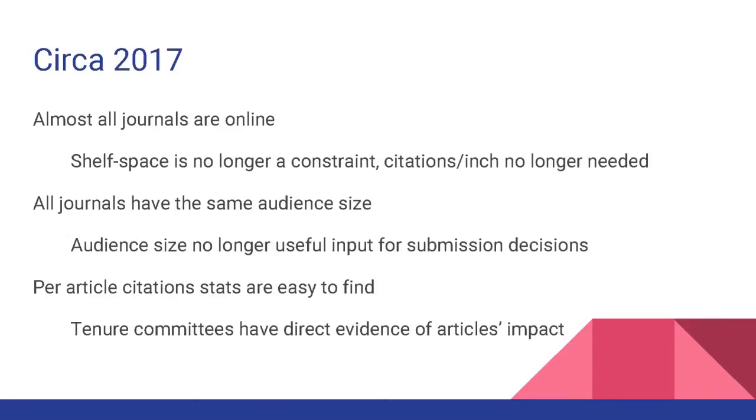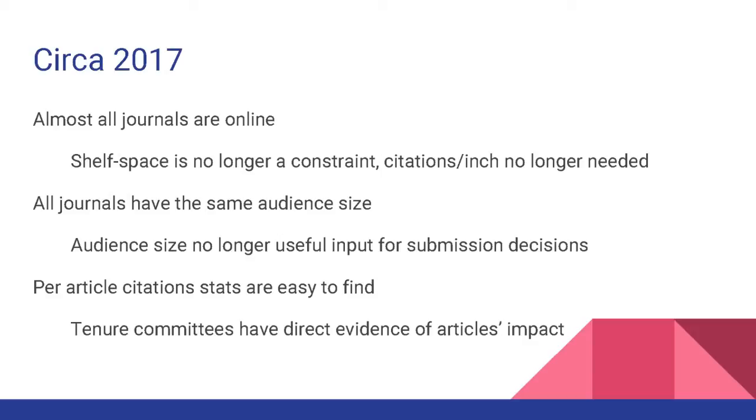Flash forward 25 years. Today, almost all journals are online. Shelf space is no longer a constraint. You don't need to measure citations per unit space or a unit number of things. Every article is no longer physically stored. The space is not a constraint. Secondly, all journals reach everybody equally. If you are online, you can get to a journal.